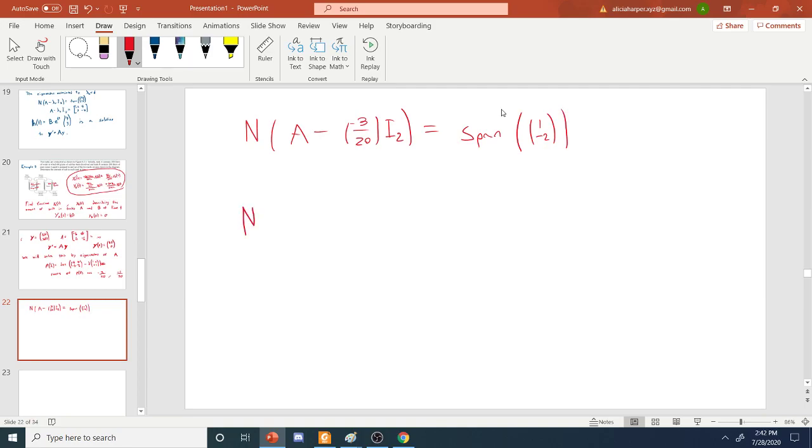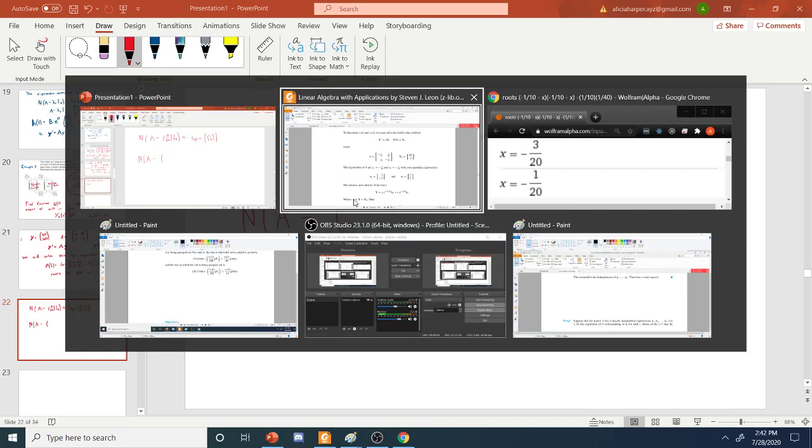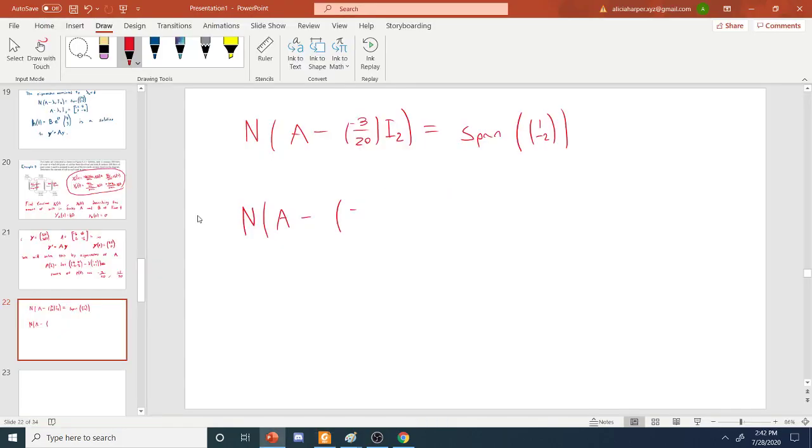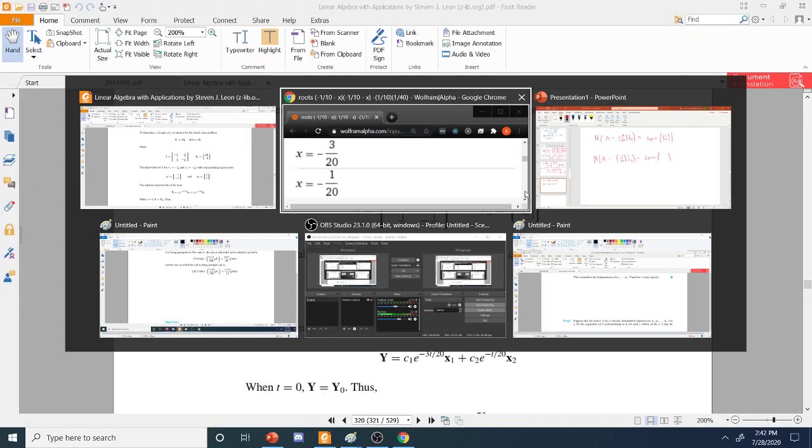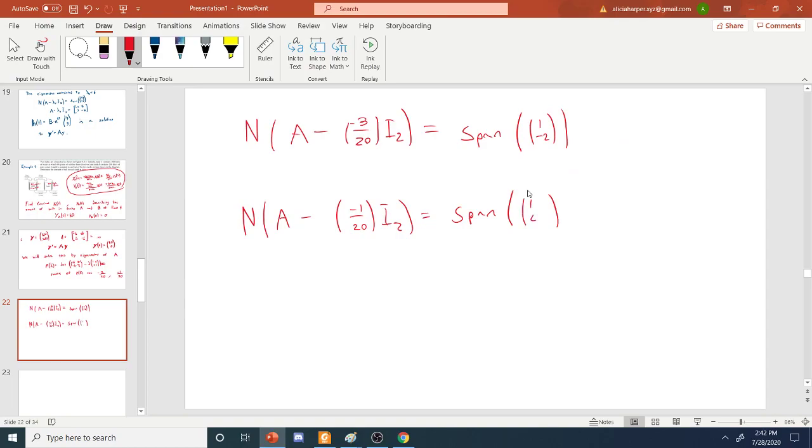And likewise, we would need to check what the null space of A minus negative 1 over 20 times I2 is. Again, another annoying row reduction calculation, but in the end, you get that this is the span of 1 and 2. So, we find the following general solution.